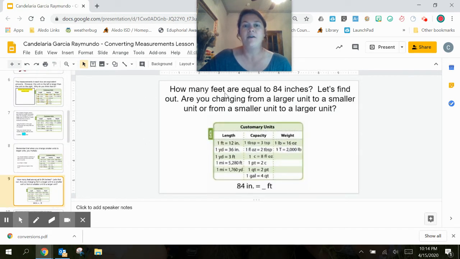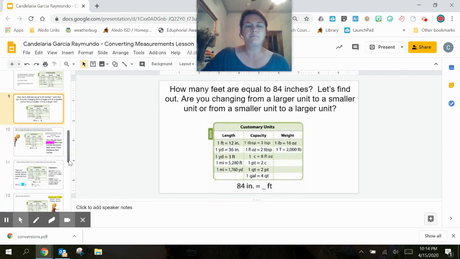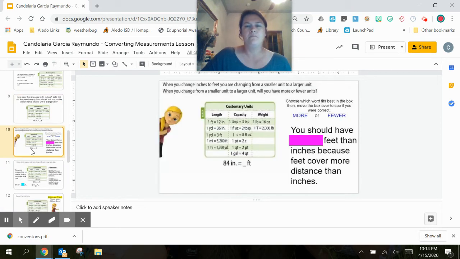Then it says, how many feet are equal to 84 inches? Let's find out. Are you changing from a larger unit to a smaller unit, or from a smaller unit to a larger unit? So I want to know how many feet are in 84 inches. So I'm going from inches to feet. 1 ruler is about a foot. So am I going from a smaller unit to a larger, or a larger to a smaller? This next slide will help you figure that out.